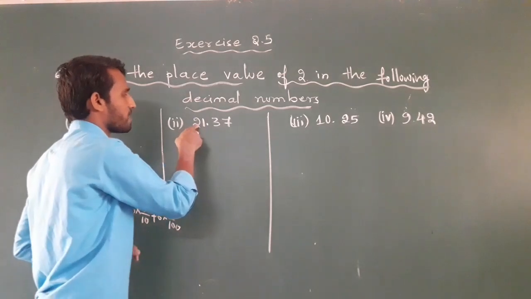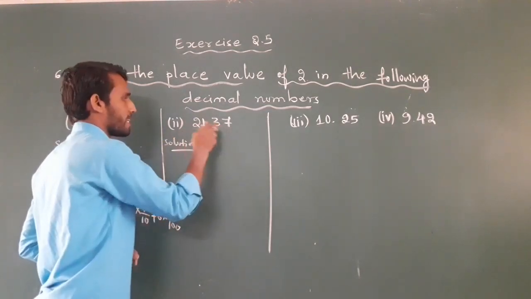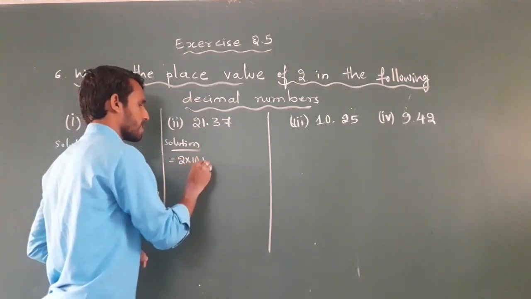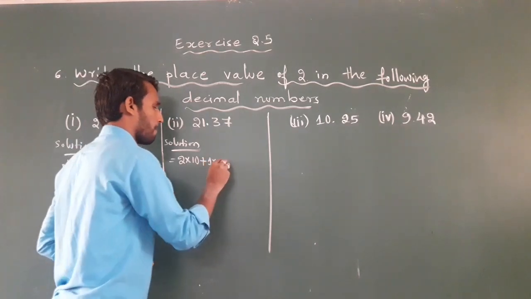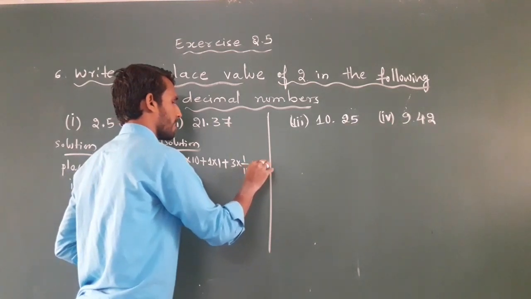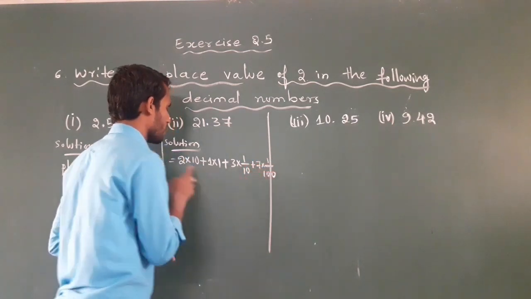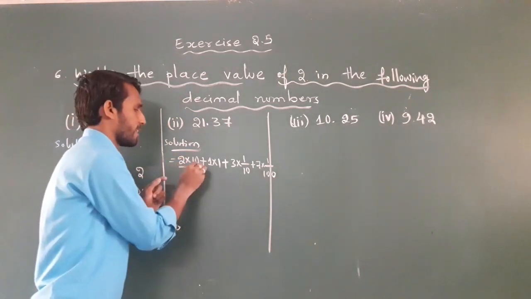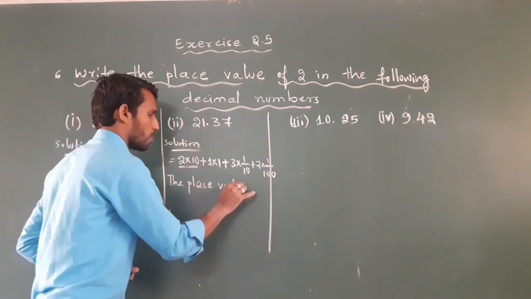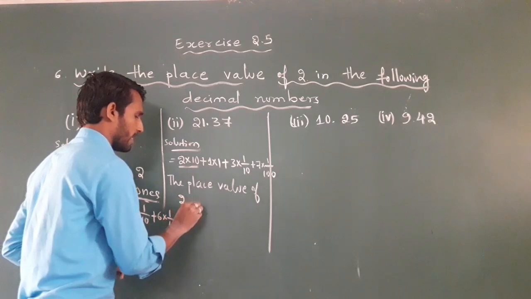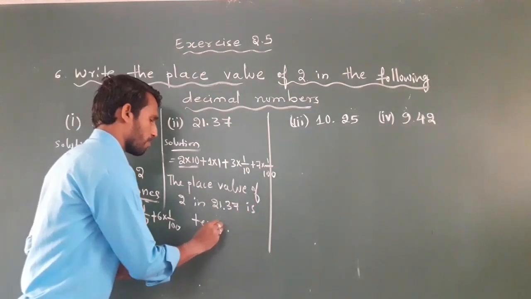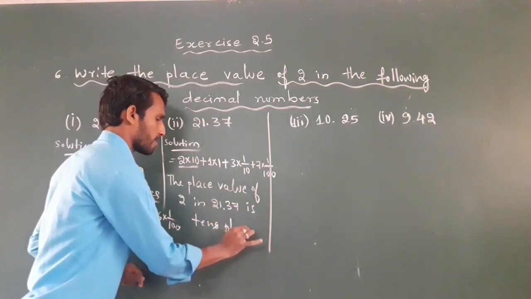Second problem here. We have to find the place value of 2. Now solution. We write the expanded form. We get 2 into 10 plus 1 into 1 plus 3 into 1 by 10 plus 7 into 1 by 100. What is the place value here? Place value is 10. Write down the place value of 2 in 21.37 is 10th place.